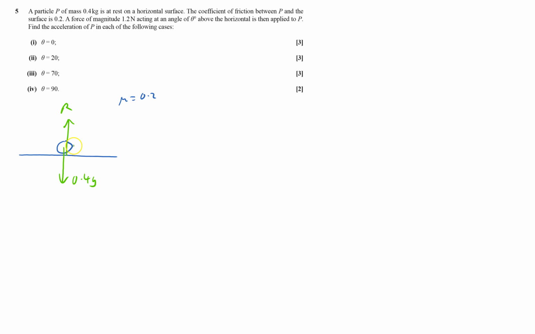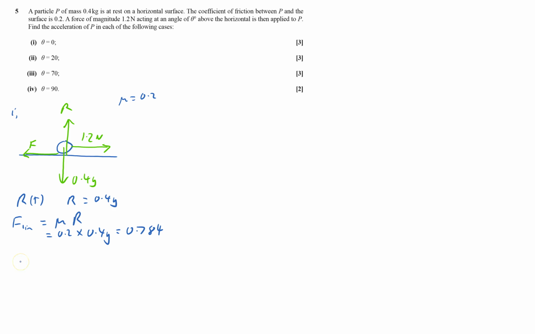The first one, theta is 0, so that means it's being pulled there with 1.2 newtons. And obviously we've got friction coming back there because it's going to oppose motion or desired motion. I've defined friction and I know what mu is, so I'm going to have to resolve vertically to find out what R is. We've got limiting friction, so resolve vertically. No acceleration there, so up equals down. That means R equals 0.4g. That's good. I've got limiting friction, and that will be equal to mu R, so that will equal 0.2 times 0.4g, and that equals 0.784.